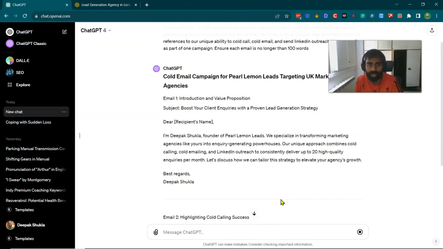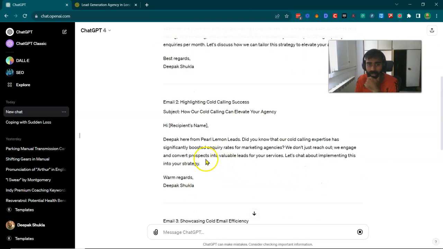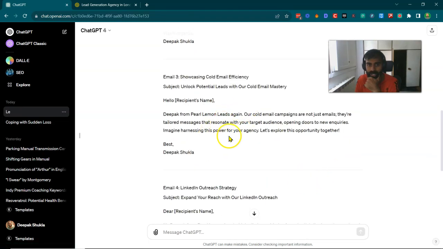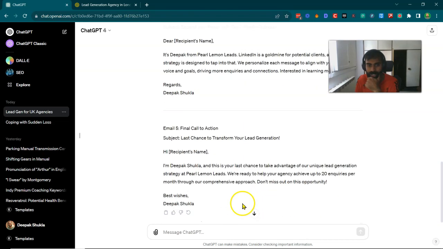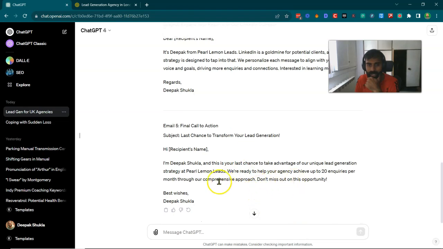So do you see that one of the things I think that's really important is that the emails are short and to the point. Marketing agencies like yours into inquiry generating powerhouses. LinkedIn outreach, this you deliver 20 high quality inquiries per month. Then we talk about cold calling. And then we talk about fundamentally the wrap up.